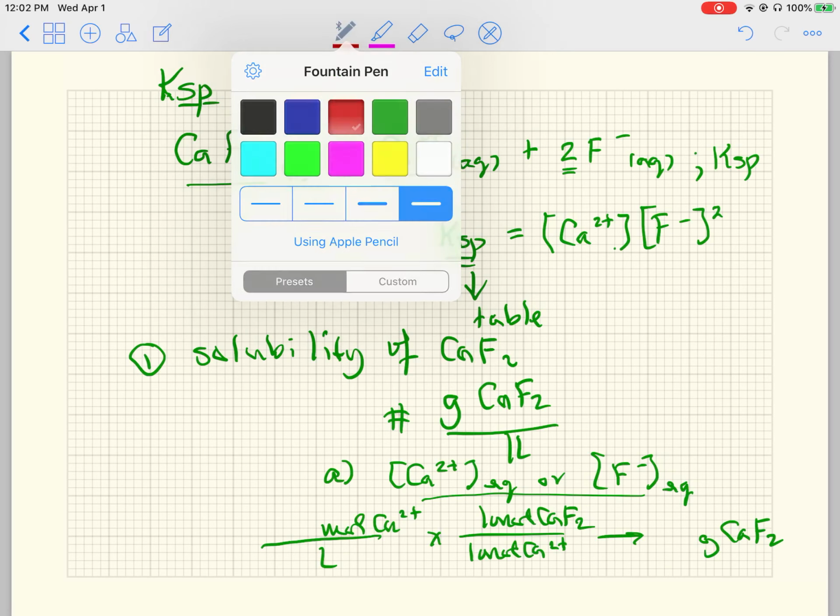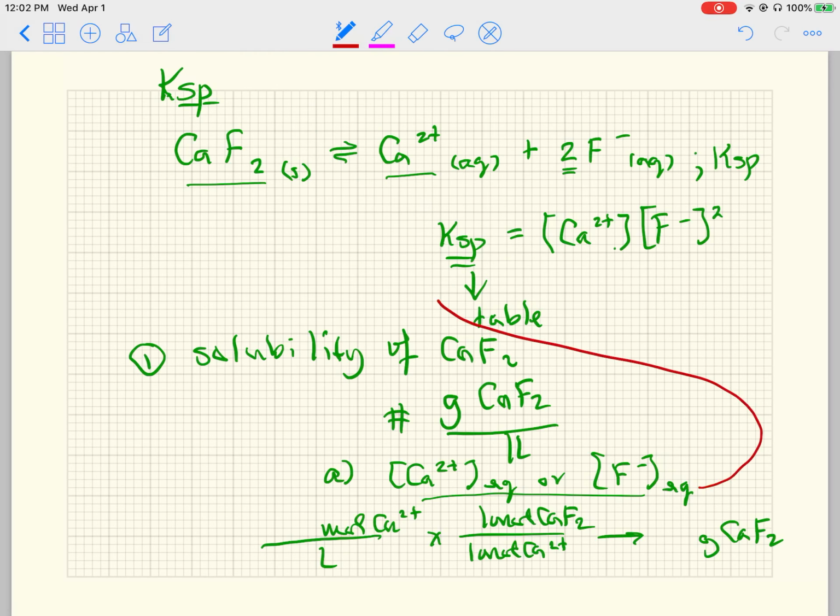And so what that means is we've got to go to our KSP equation up here, and we've got to set up a chart. And so that chart is going to be based off of, we have nothing to start with, we have plus x and plus 2x, and so forth. And you would solve for x, and that would get you to solubility. That is essentially what KSP means and what we can determine from the KSP.